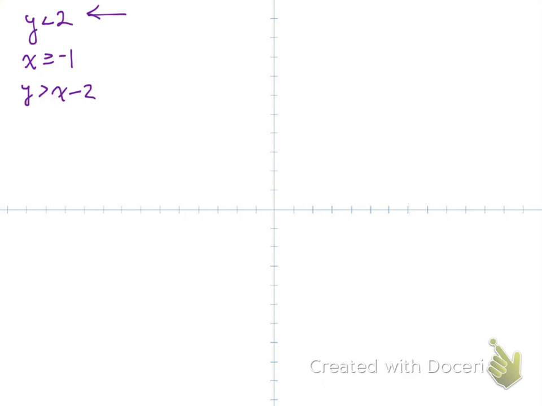y is less than 2. So I want to graph the boundary line y equals 2 and then convert that into an inequality where y is less than 2. So we're going to start off at y equals 2. I'm going to use a dotted line because it's a strict inequality of less than, not less than or equal to. And then I'm going to shade in the direction where y is less than 2.